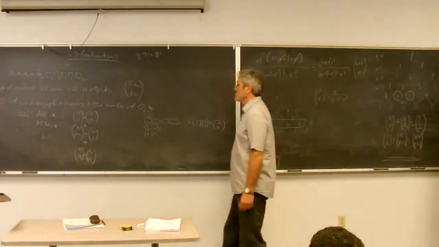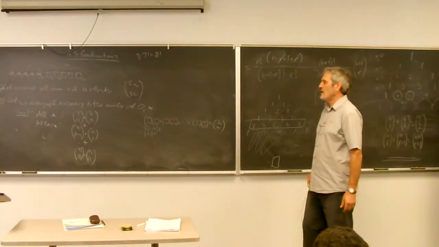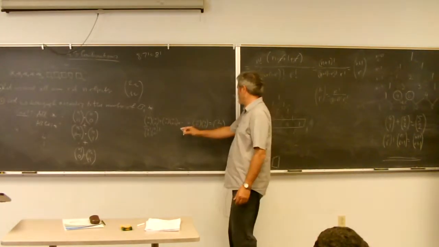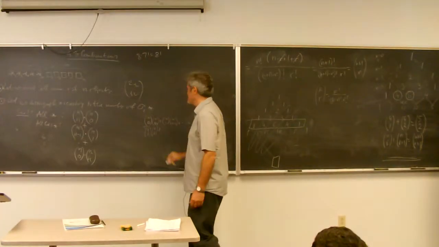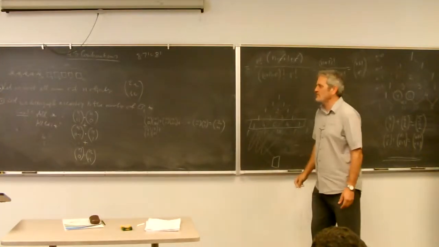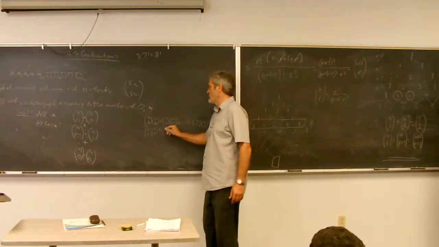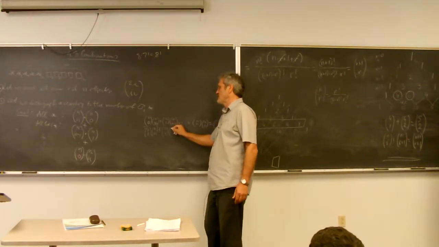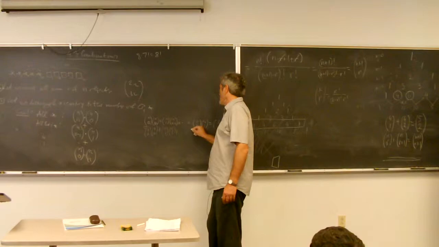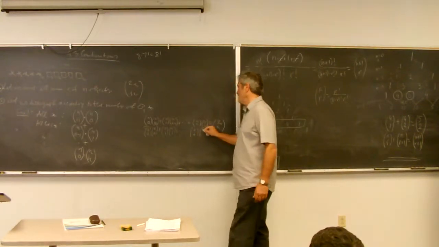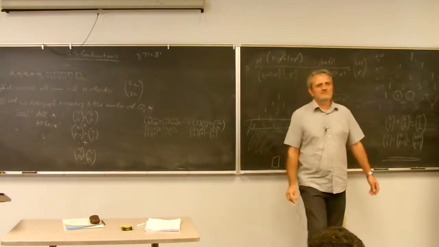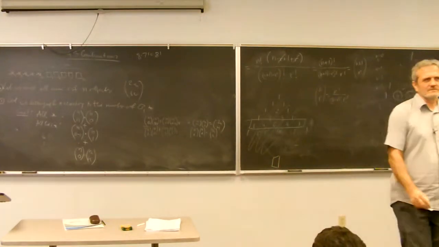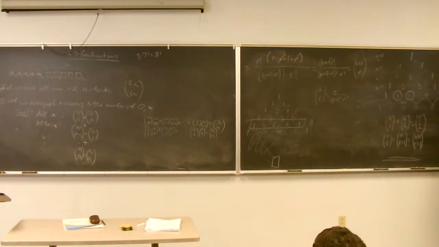So I always trade the right one for the left one. I didn't write them nicely. So here it will be n choose 0 times n choose 0, n choose 1 times n choose 1, and then n choose n times n choose n, equals 2n choose n. Here are your squares. So it is really true.